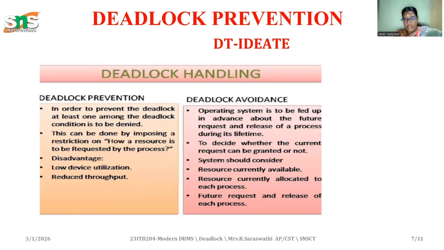Avoidance: to decide whether the current request can be granted or not. The resources can be used on priority and first come first service. The resources currently available are allocated to each process, considering the future requests and releases of each process.